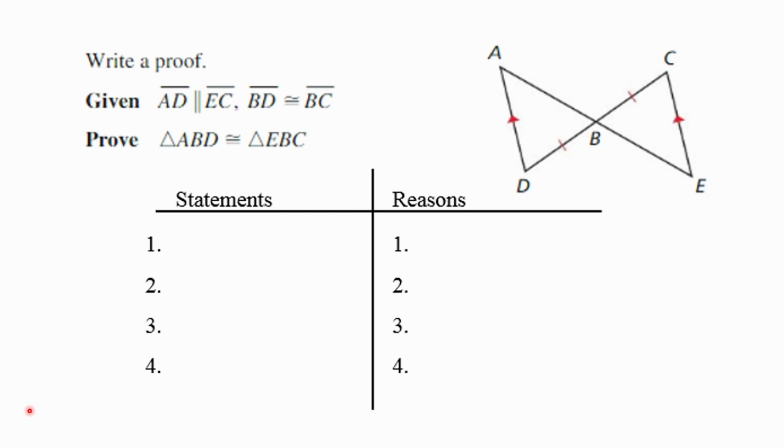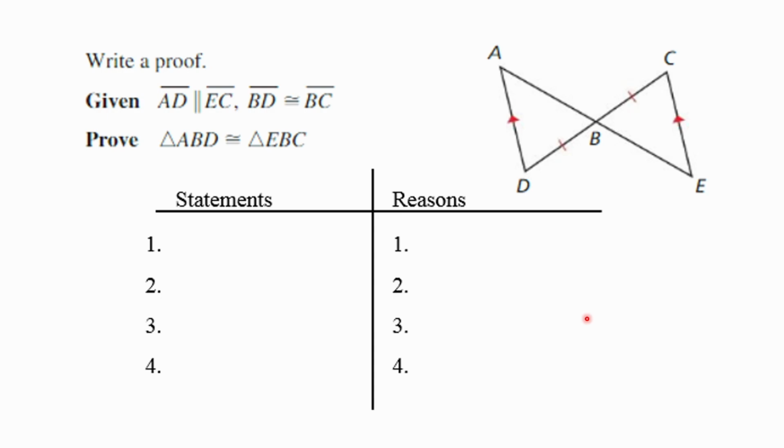This time, the information that we're given is that the two segments that are marked with the little red triangle, AD and CE, are parallel segments. I'm also told that BD is congruent to BC.